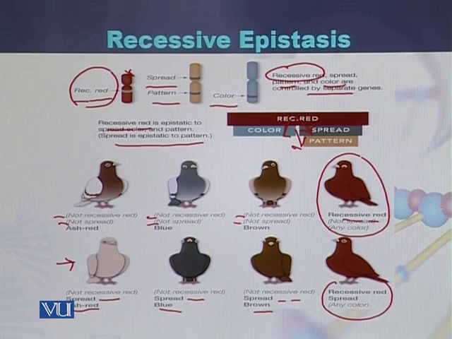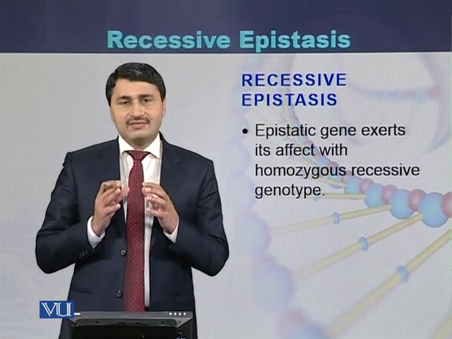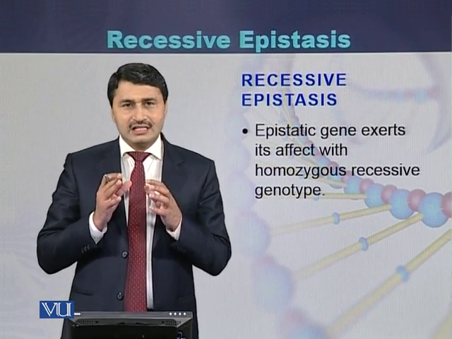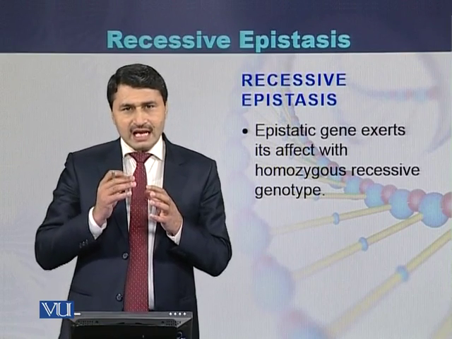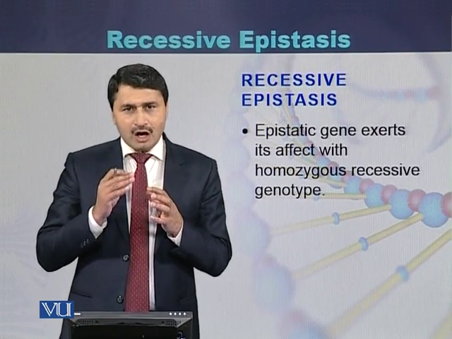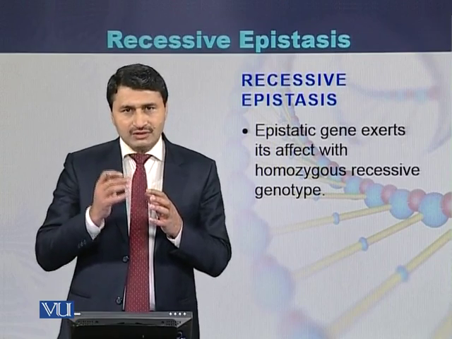If there is a recessive red gene in the homozygous form, then it has an effect regardless of whether there is a dominant allele of any of the other genes like the spread gene, pattern gene and color gene. So recessive red has an epistatic effect on the other genes. So recessive epistasis is epistasis in which a gene in a recessive form has effects that can be in the form of hiding or preventing the expression of the other genes.